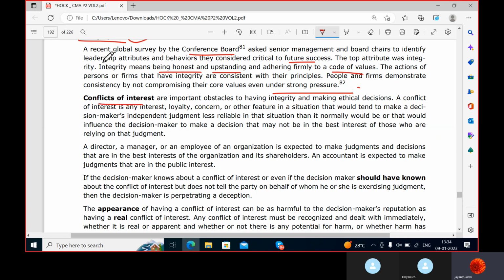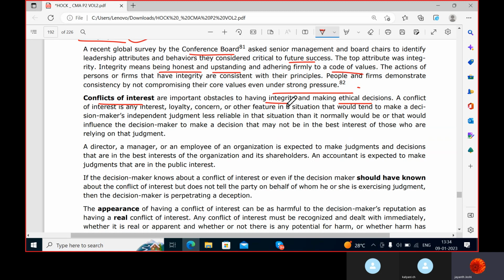Now, conflicts of interest may of course arise, so the resolution of this is very important. Conflicts of interest are important obstacles to integrity and ethical decisions. That means when you want to take some ethical decision, this comes into the picture. According to you, things should be one way, and according to others, another way, and there's a conflict. How to resolve that and come to a common conclusion is a daunting task.